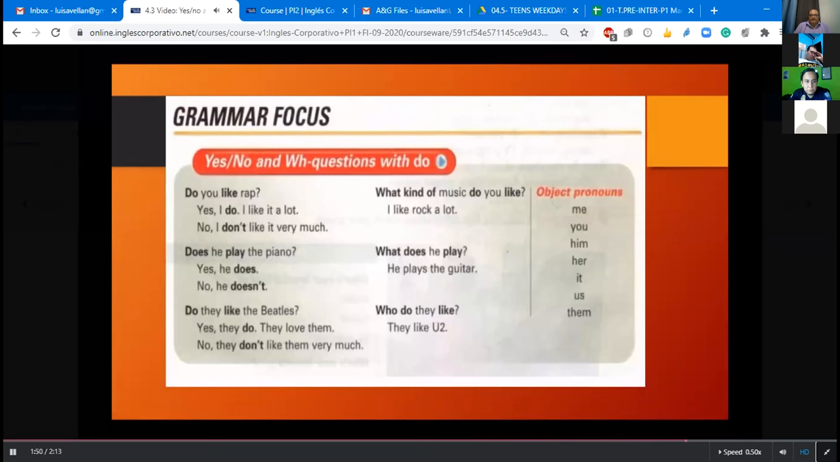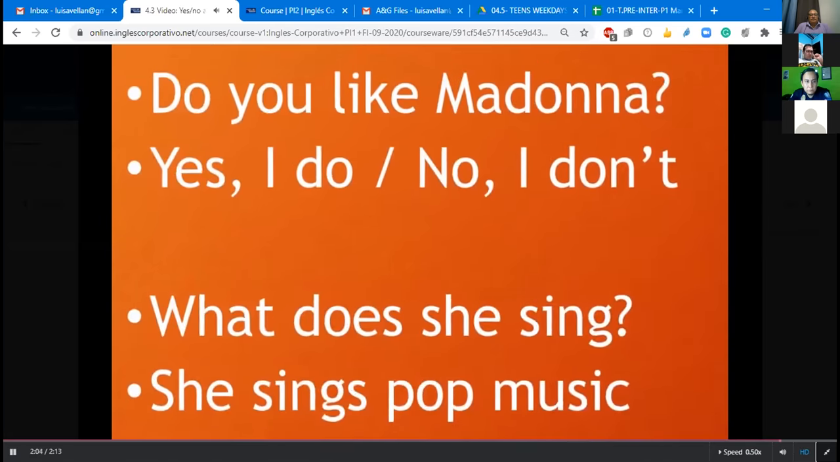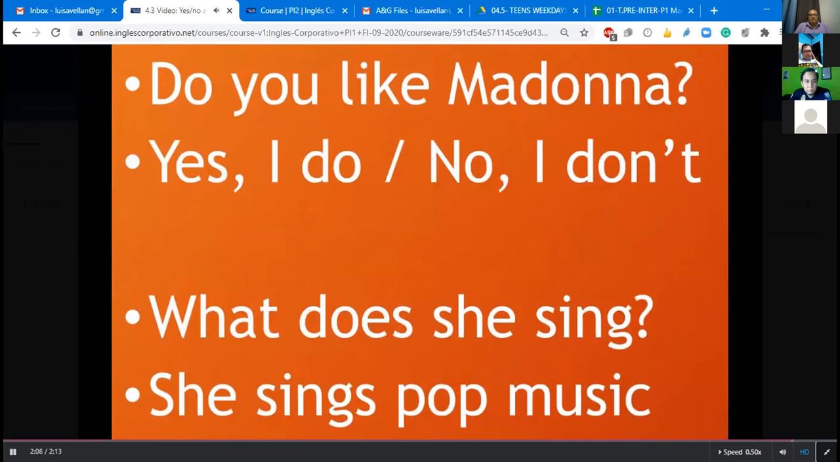Something I want you to understand is when the question being asked uses a WH question word, it means we need more information when answering. In this class, as already mentioned, we're talking about two kinds of questions. Check it out. Do you like Madonna? Yes, I do. No, I don't. What does she sing? She sings pop music.